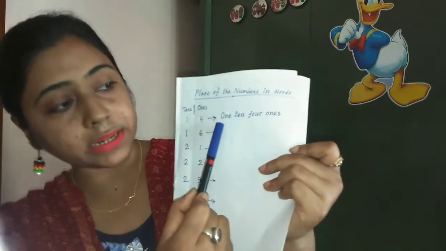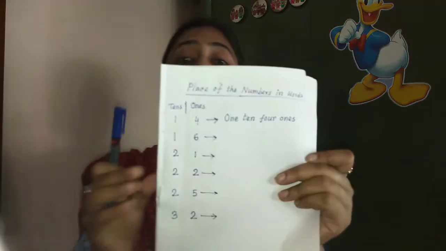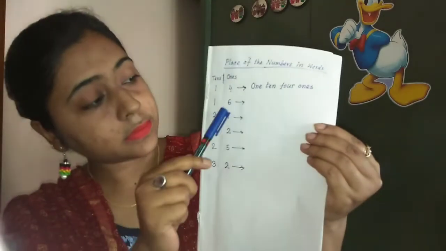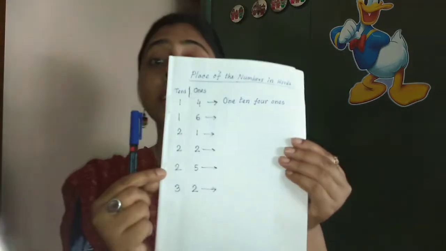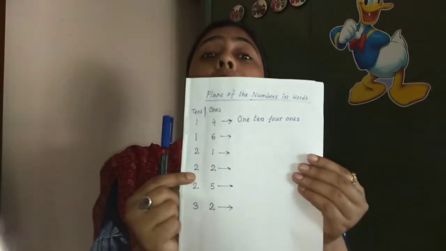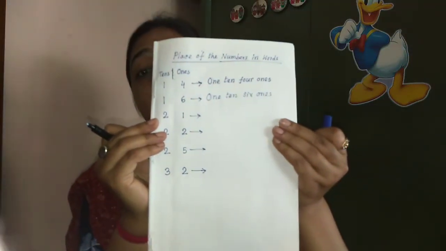Look here, I have written 1 ten, 4 ones. Okay students, 1 ten, 4 ones. The next number is 16. So how do we write 16 with its place value? Now I am writing 1 ten, 6 ones. Look, 1 ten, 6 ones.